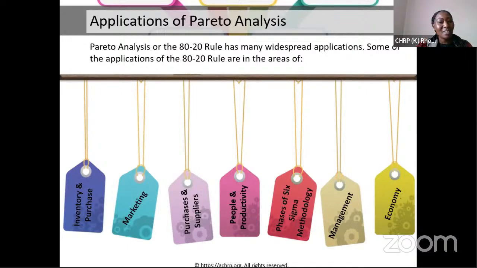Someone has said, and it is extremely true, that 80% of the land is owned by 20% of the people in this country. Even the founder of this Pareto was not in Kenya, was not in Africa. But that is the basis of making that principle.